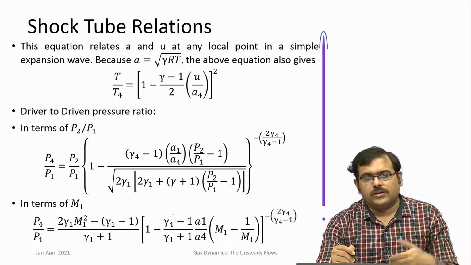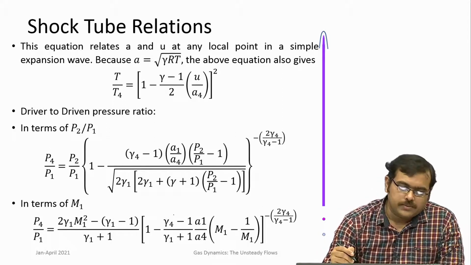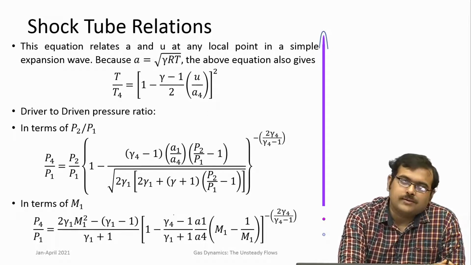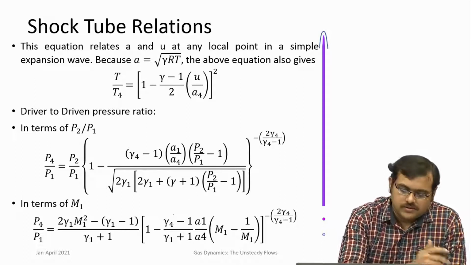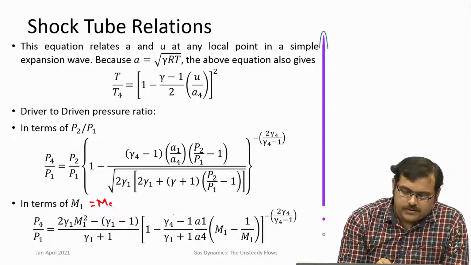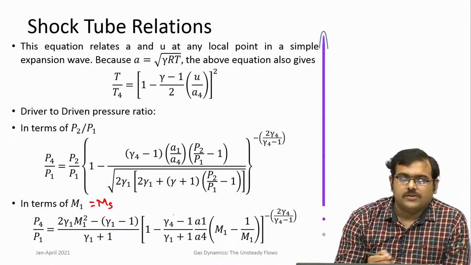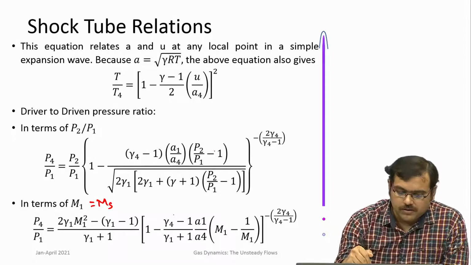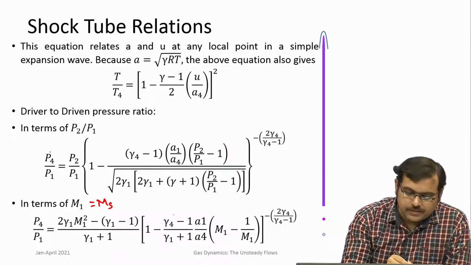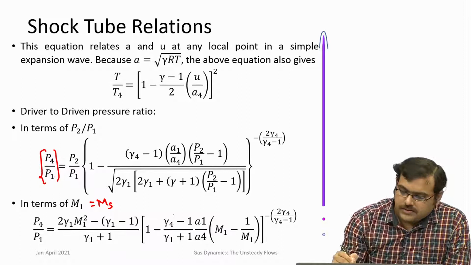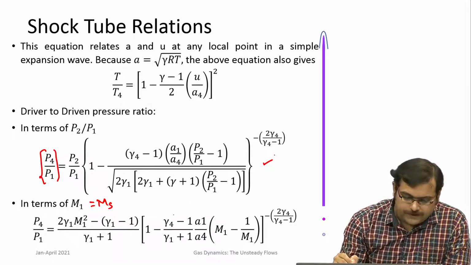So if you look at all the shock tube relations, they can be expressed either in terms of P2 by P1 or in terms of the primary shock Mach number, that is M1, or it is also known as MS, sometimes called MS. So all the equations can be represented now in terms of P2 by P1 or MS. So this is the initial pressure ratio across the shock tube expressed in terms of P2 by P1, and the same thing expressed in terms of MS.